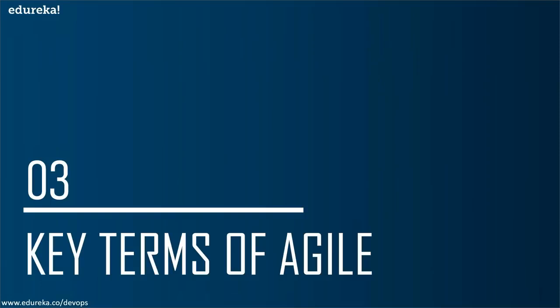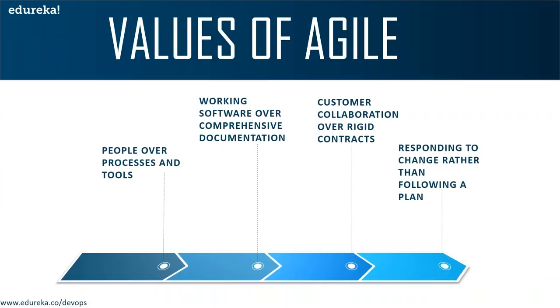Now, let's move forward. What are the terms and the values of Agile? So the first value is people over processes and tools, working software over comprehensive documentation, customer collaboration over rigid contracts, and responding to change rather than following a plan. So, people over process and tools.